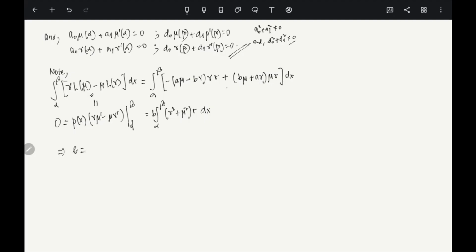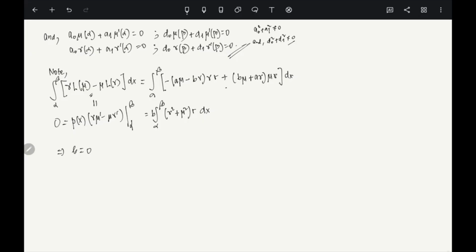That will of course imply that b is 0. Why? Because gamma and mu are the real and the imaginary part of phi, right? And phi is a non-trivial solution. So gamma and mu are not simultaneously 0. It cannot be both 0 at the same time. So basically mu square plus gamma square cannot be 0. At least something has to be positive. And r is always given to be positive. So between alpha and beta, that particular term is always positive. So b times a positive term is 0. That implies b is 0, right?